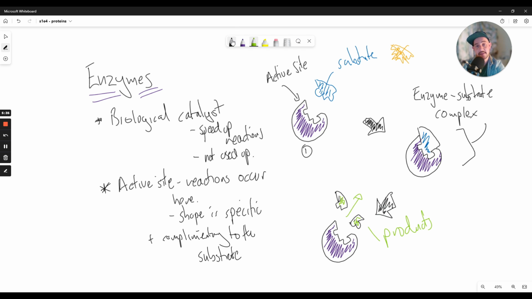Okay, now these steps, step 1, step 2, and step 3, is known as the lock and key hypothesis. Just like a key will fit into a lock perfectly, and only one key will fit into one lock, it's the same way that only one substrate will fit into the active site and work its magic. So that's how an enzyme works. They're biological catalysts, and the lock and key hypothesis explains their function. Now we're going to be looking at different examples of enzymes and the types of reactions that they catalyze.